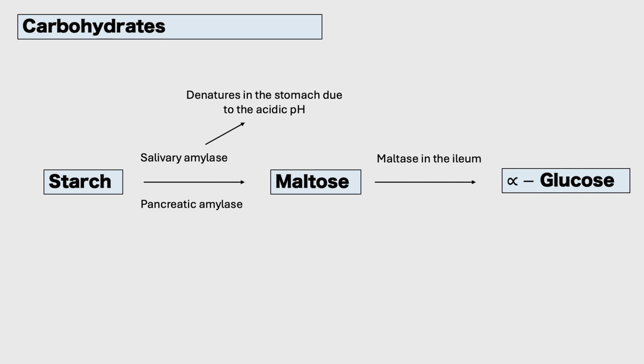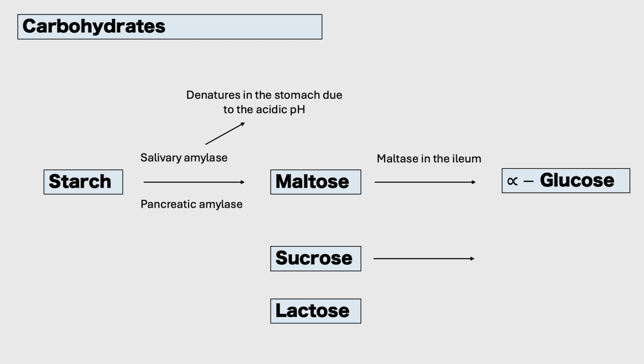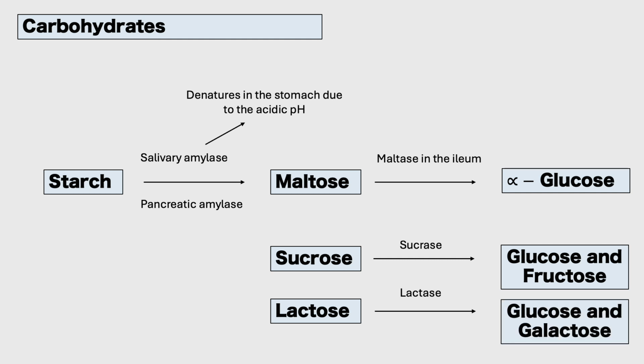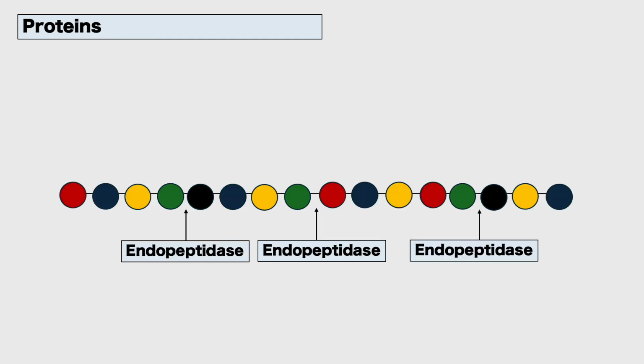In addition to the maltose, there are two other common disaccharides in the diet that are hydrolyzed: sucrose and lactose. Sucrose is found in many natural foods, especially fruits. Sucrase hydrolyzes the single glycosidic bonds in the sucrose molecule. This hydrolysis produces the two monosaccharides, glucose and fructose. Lactase hydrolyzes the single glycosidic bond in the lactose molecule. This hydrolysis produces the two monosaccharides, glucose and galactose.